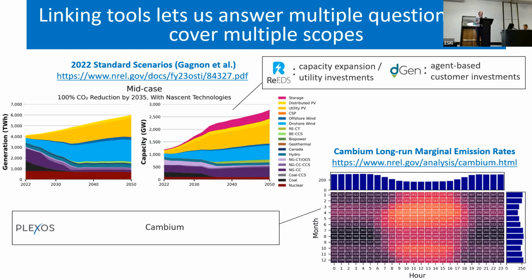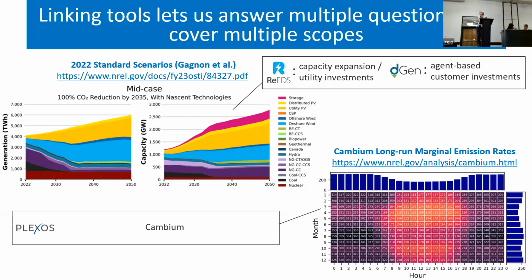If we're just looking at the overall build out of the system, we look at 2 different models. We use dGen to tell us how much PV customers might adopt behind the meter. And that feeds into ReEDS, which then determines the optimal utility scale investment decisions given a certain economic and policy landscape. Both of those tools answer the question of what resources should be built, but they answer that question from two different perspectives. They answer it from the customer perspective and the utility perspective.